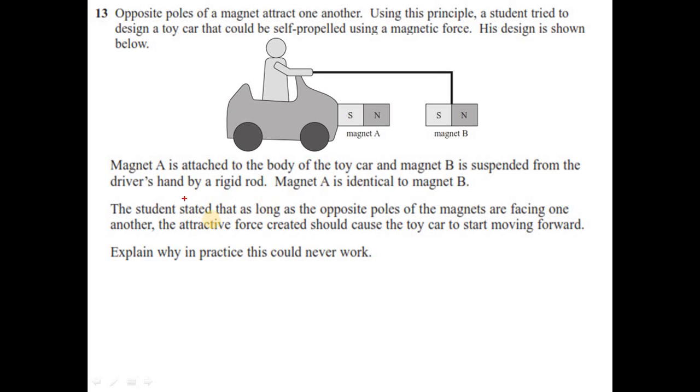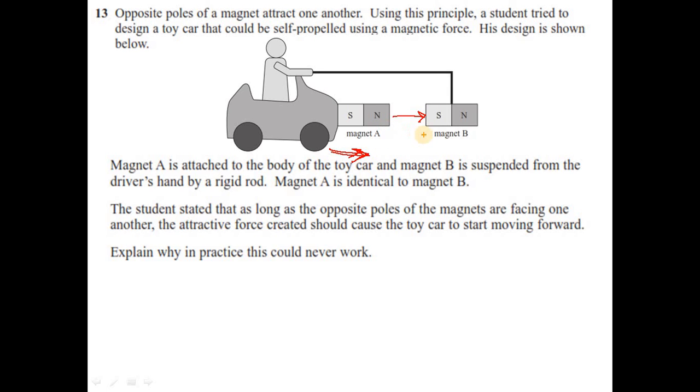In fact, what is going on in this question is the student is thinking that because of the attractive force, magnet A is going to attract towards magnet B. That causes a forward motion of the car. That's the basic principle the student was thinking, but we need to see whether it is going to work or not.